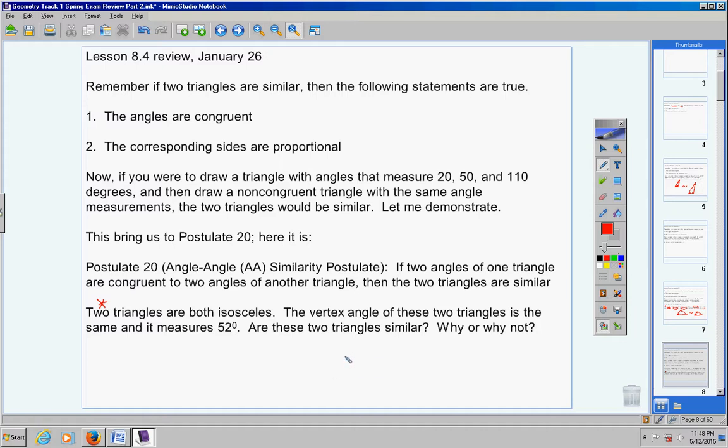Two triangles are both isosceles. The vertex angle of these two triangles is the same. Its measure is 52. Are these two triangles similar?